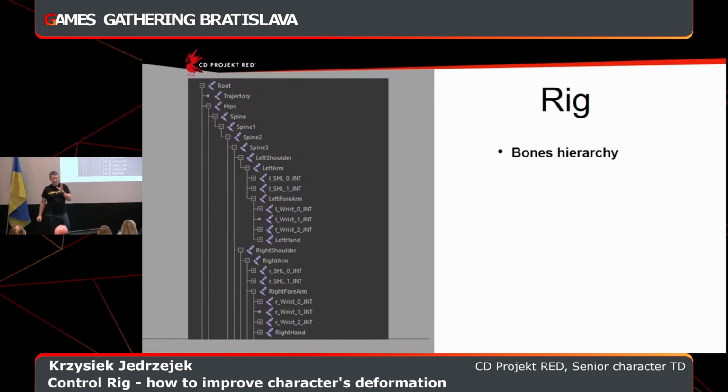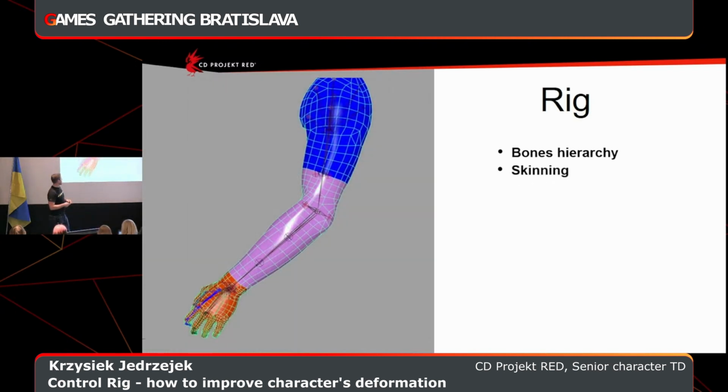Our neck, the head will follow this movement, yeah? Or when we raise our clavicle, the hands also will follow. So there, as a child, the parent-child hierarchy, yeah? Okay, so we have a model and the skeleton.